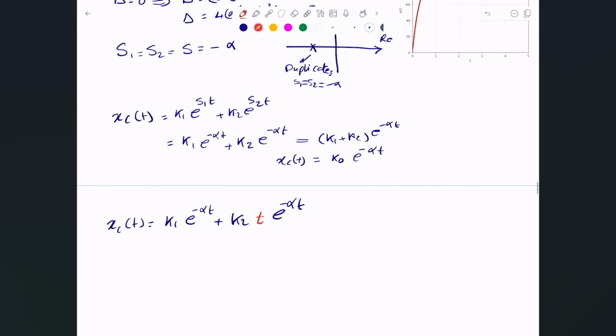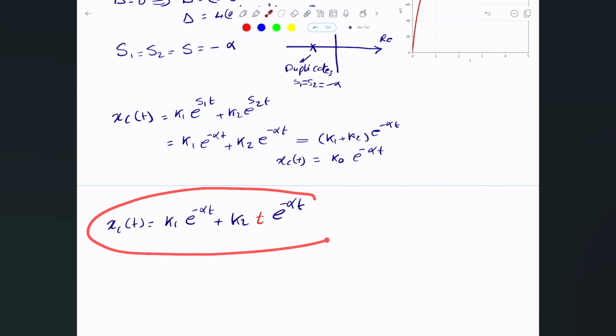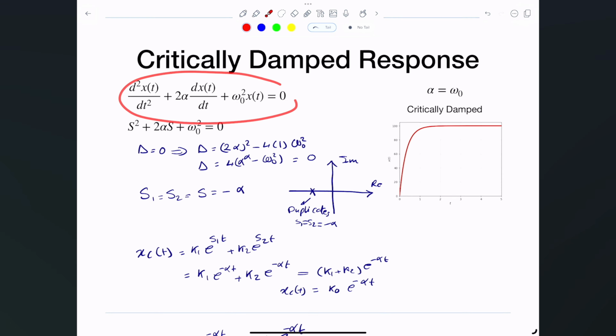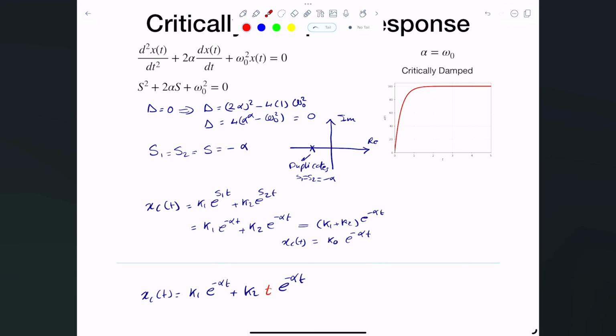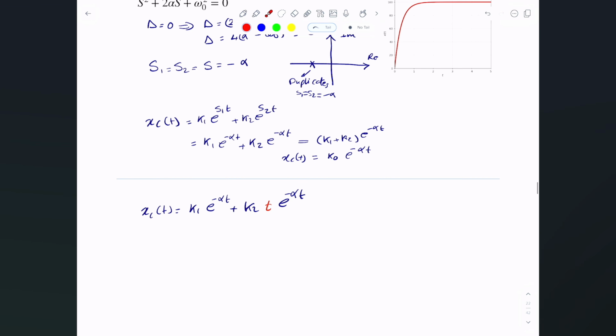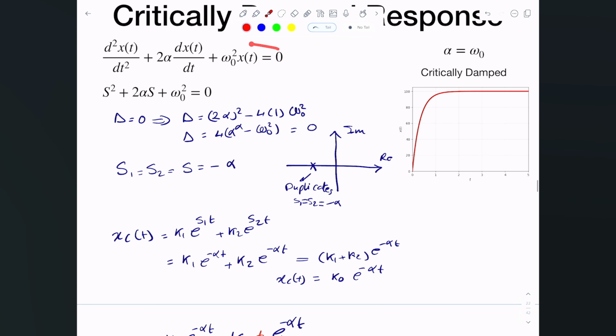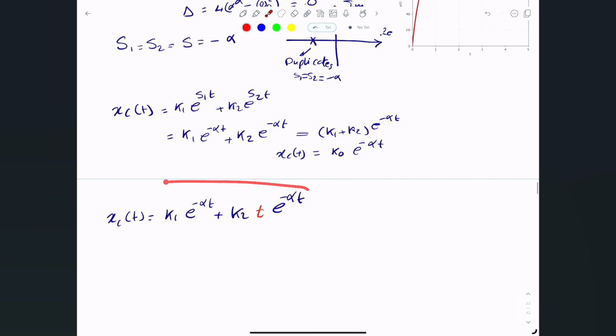In this particular case, you can double check that this actually is a valid solution for the homogeneous differential equation, because you can take the first derivative and the second derivative and substitute them in here, and you'll end up with 0. I'll leave this as an exercise for you. But for now, this will be the complementary solution for a critically damped response. So what you do is you start with the differential equation, you end up with a characteristic equation. The characteristic equation gives you a discriminant that is 0. You know that the root is doubled, so you can tell me that the solution is of this form.